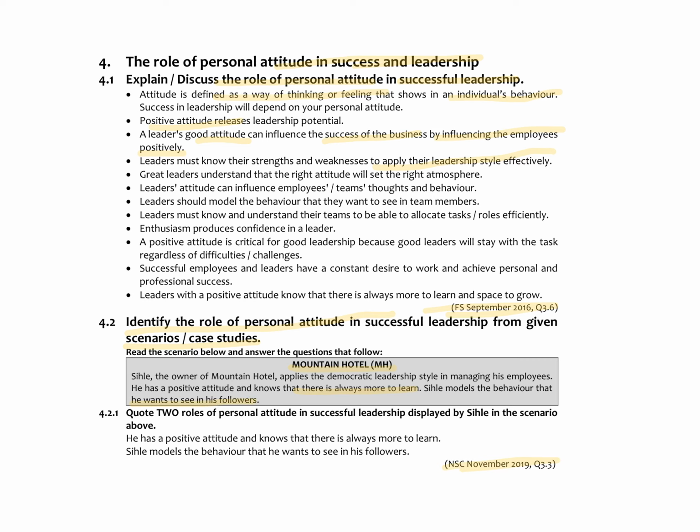So the question was, quote, 2 roles of personal attitude in the successful leadership displayed by Sihle in the scenario above. And it's quite clear to see that the first one is that he has a positive attitude and he knows that there's always more to learn. And then Sihle models the behavior that he wants to see in his followers. And for those 2 quotes, you would get 2 marks.